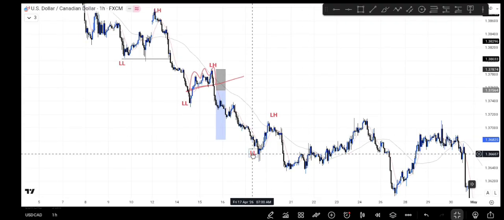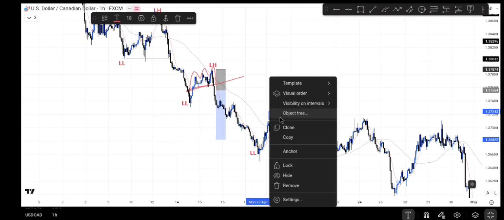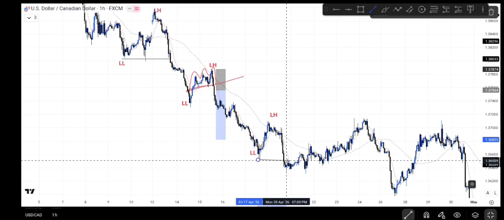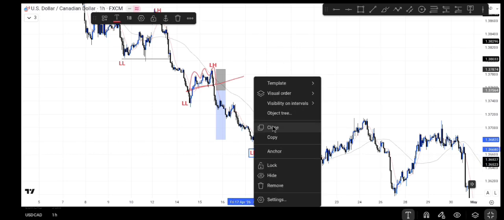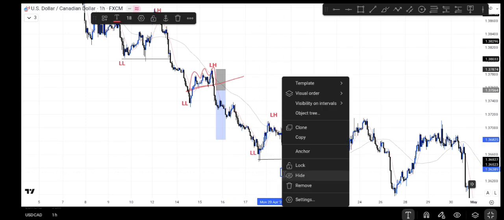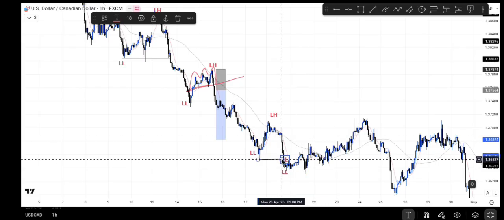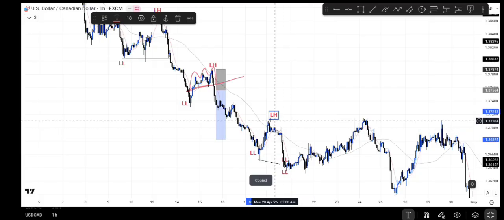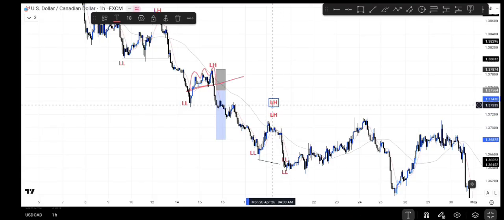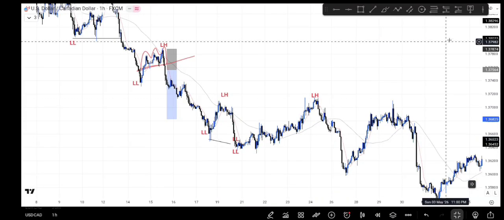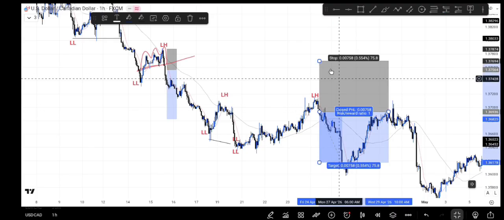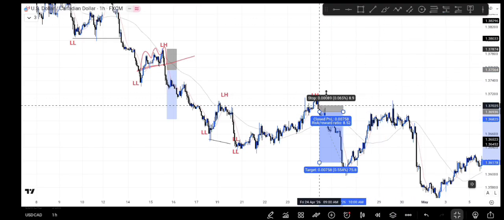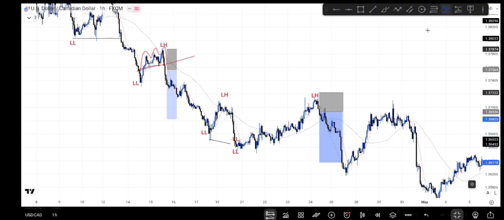So after a new lower low is formed, a new lower high is formed, and when that lower low is broken, we expect a new lower low, and after a new lower low, we expect a new lower high. So guys, this is a lower high. We only take trades from this point, from lower highs. Simple. That's what we do.